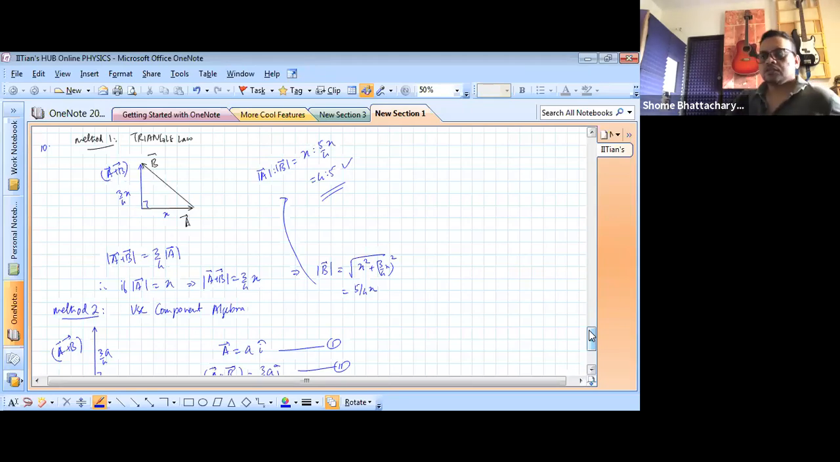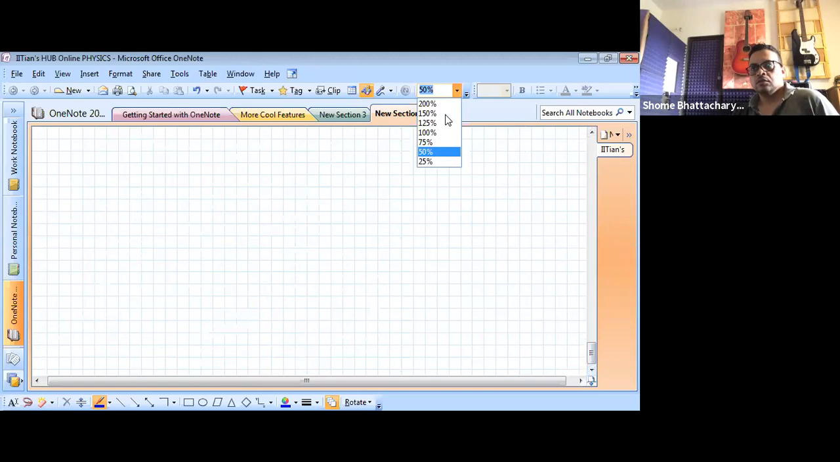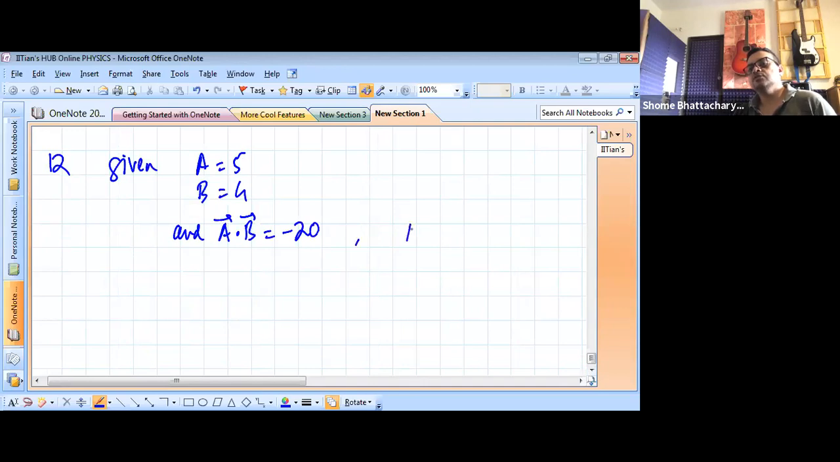Okay, so let's come to the 12th question now. It is given to us that the magnitude of A is 5, the magnitude of B is 4, and the dot product of A and B is minus 20. And we've been asked to find the magnitude of their resultant.